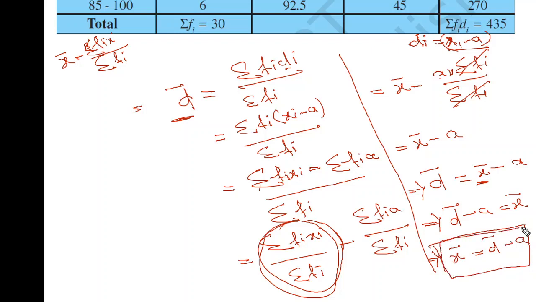Okay, so please remember the formula: x bar equal to d bar plus a, or mean is equal to deviated mean plus assumed mean. Okay, so please remember, mean equal to deviated mean plus assumed mean.